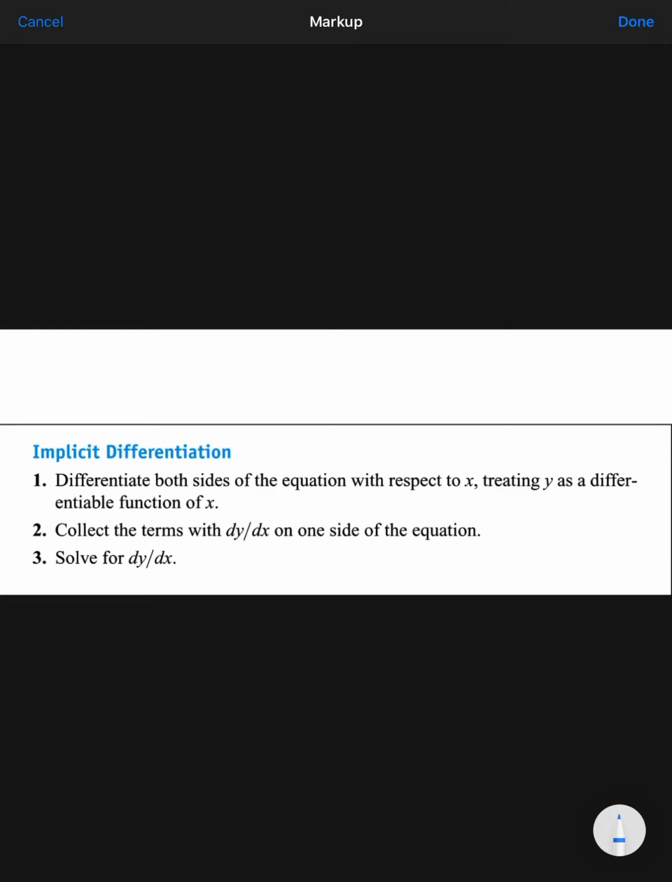We are back, and now we're going to talk about implicit differentiation. What's that? Okay, check it.